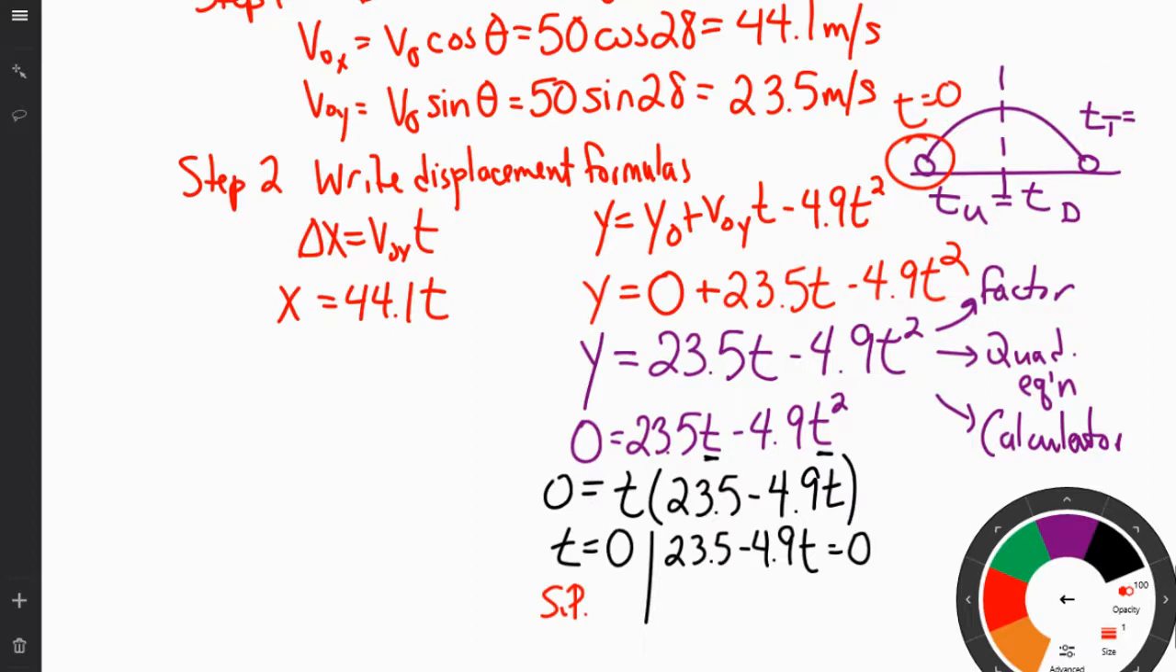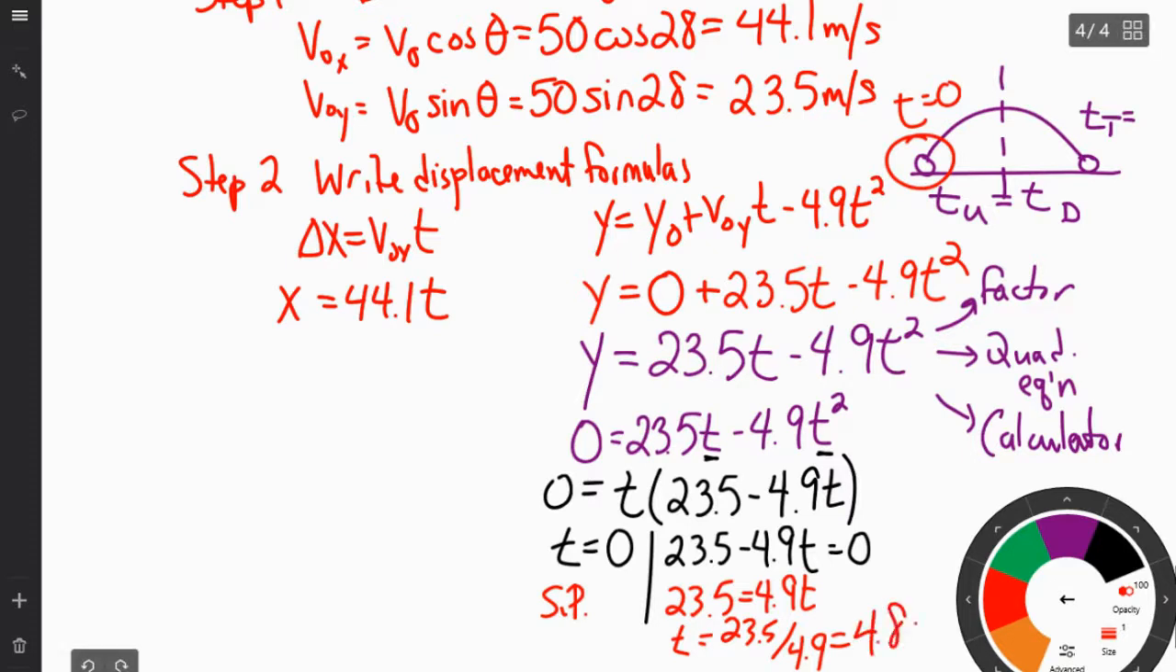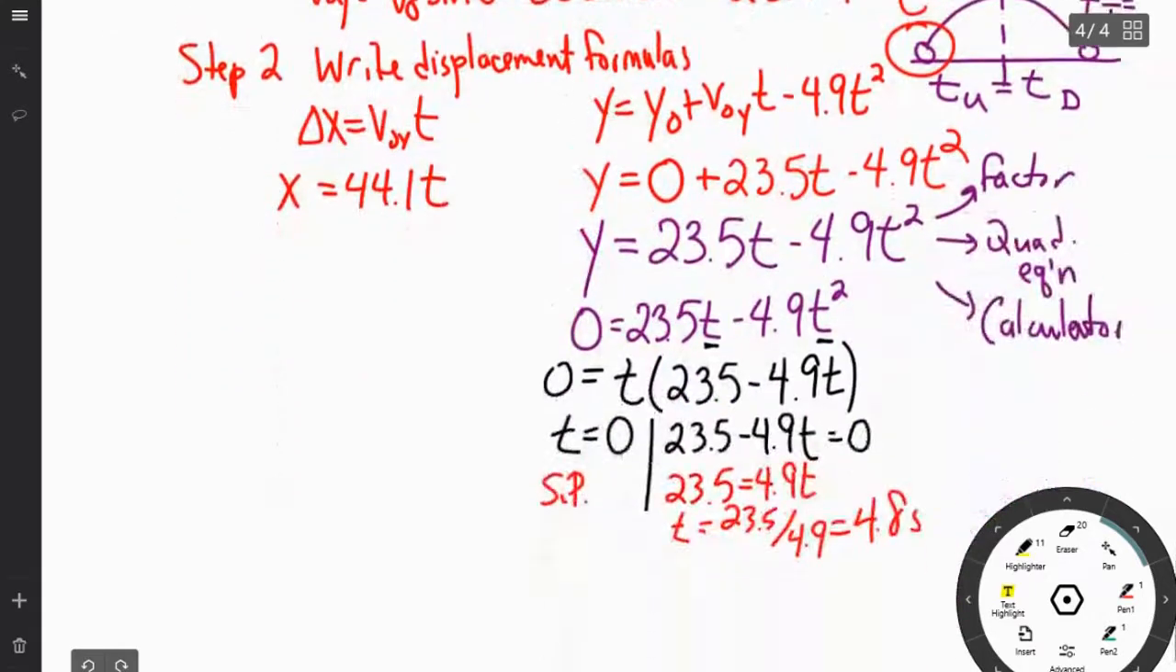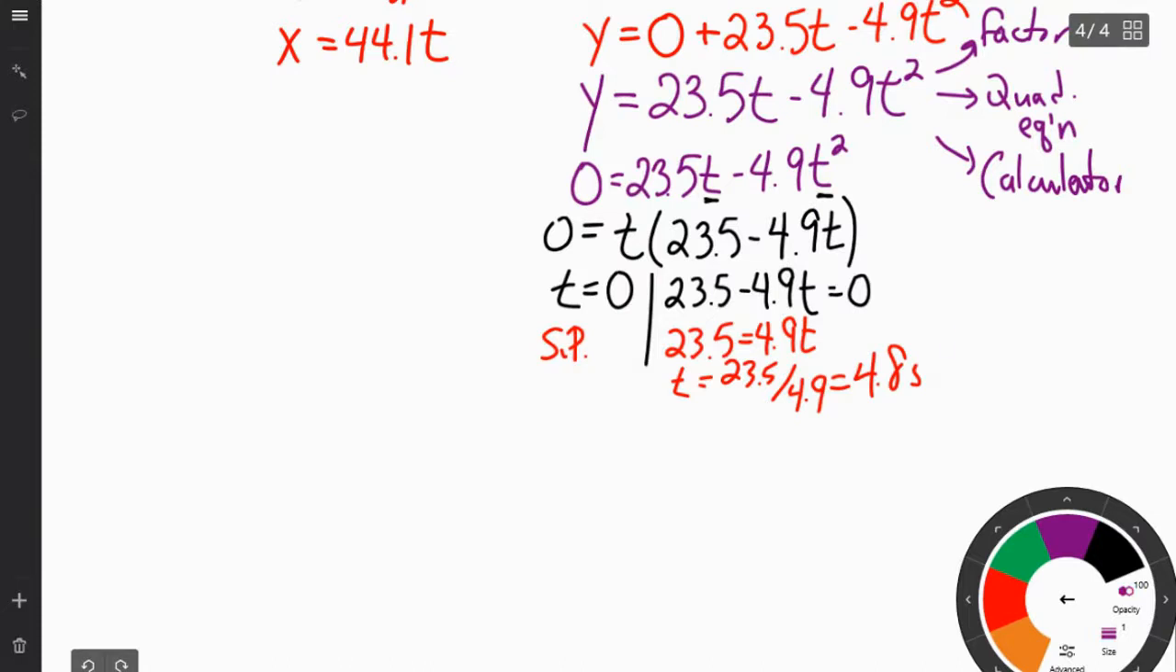So I'm going to add over 4.9, and then I'm going to divide by 4.9. So t is going to be 23.5 divided by 4.9. Now, when I do this method, I'm finding the total time. Okay? So it's going to take 4.8 seconds. What we just found was part C, what they call the flight time. So in physics, they'll call it flight time, hang time, total time. Okay, so we actually found part C first.